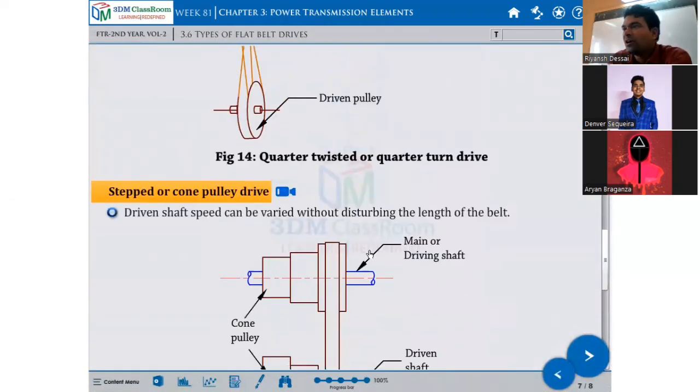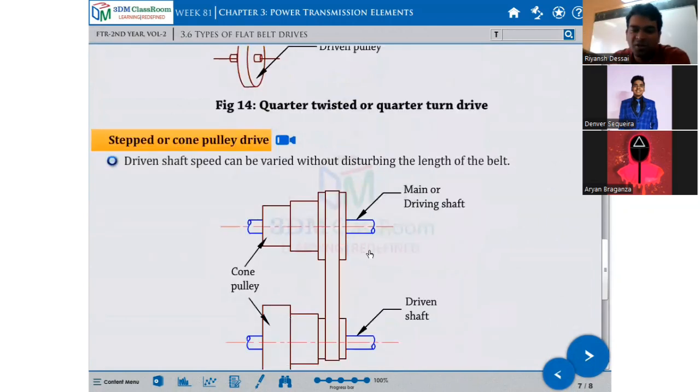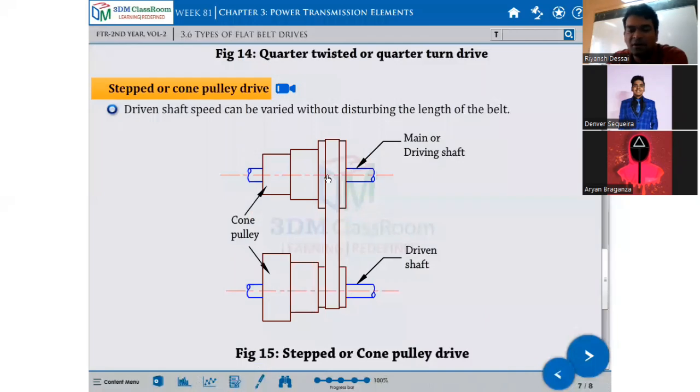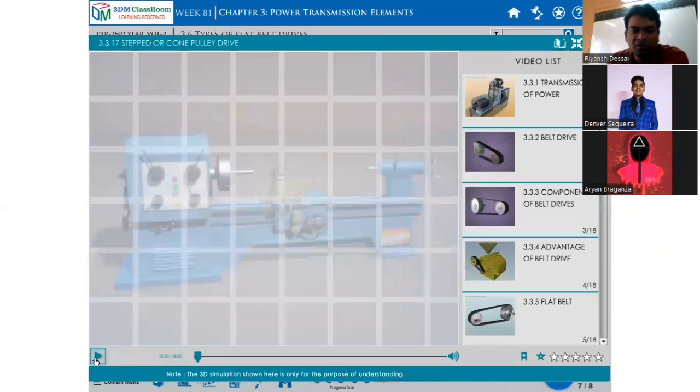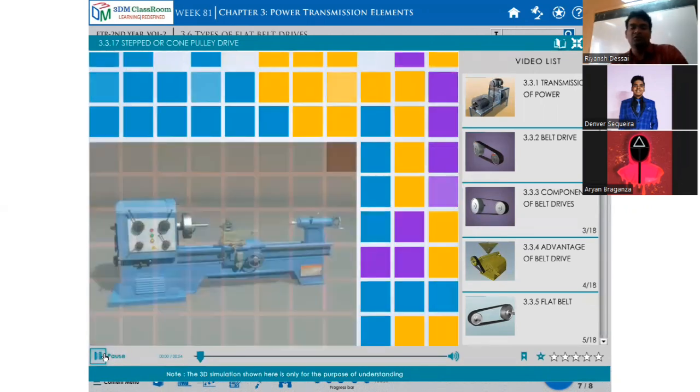Step cone pulley. We have already seen the V-groove step cone pulley. Step means maybe one diameter bigger, one diameter smaller, then smaller. And this side will be opposite: bigger, smaller, smaller. So the step cone pulley is mostly used in the lathe machine. In the olden days it was used to change the speed ratio. The speed coming as per the step cone pulley is good.